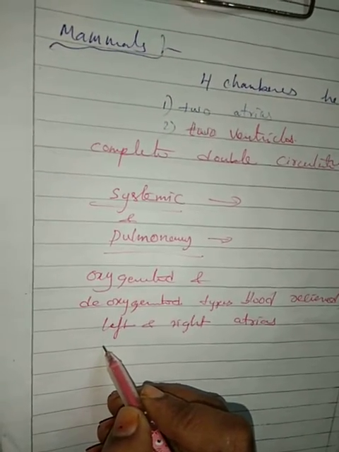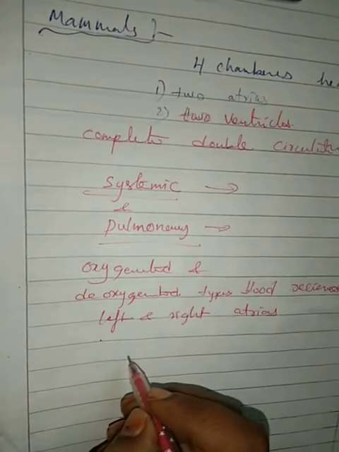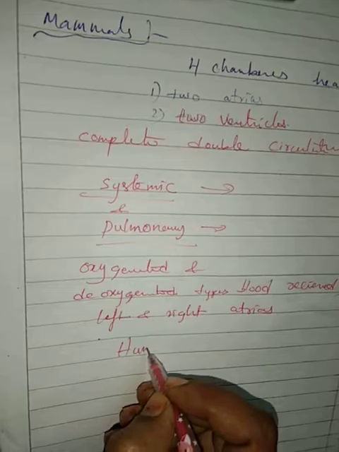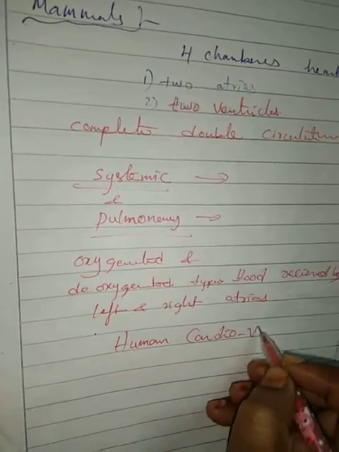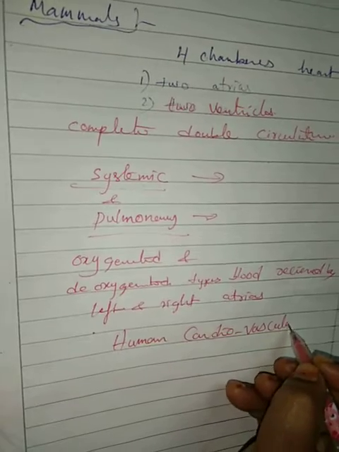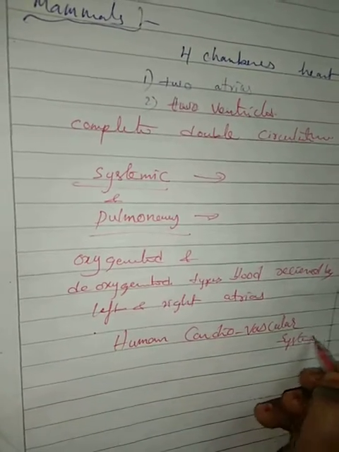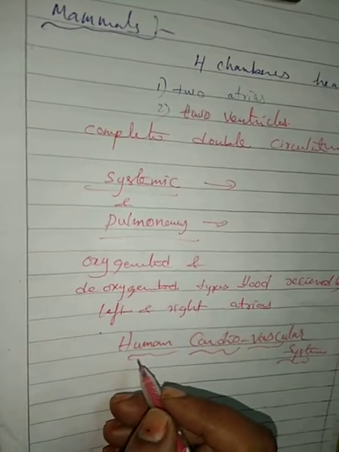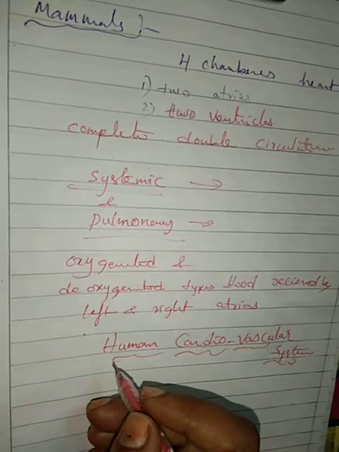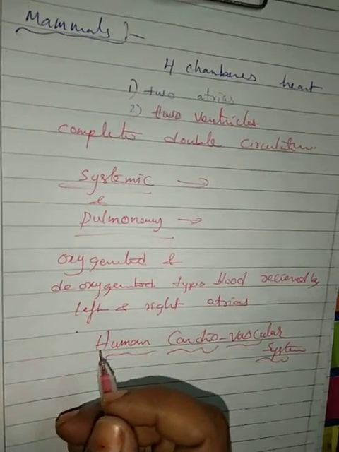After that, the human cardiovascular system. Next topic is the human cardiovascular system. It is an important essay also. So first of all, the circulatory pathways.